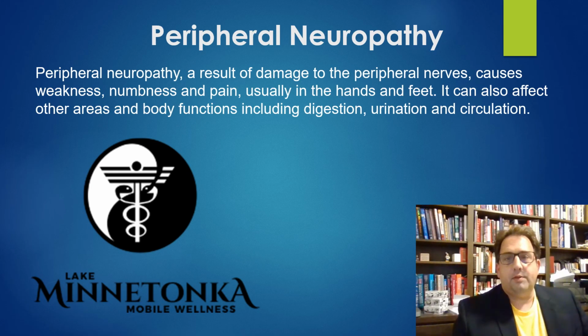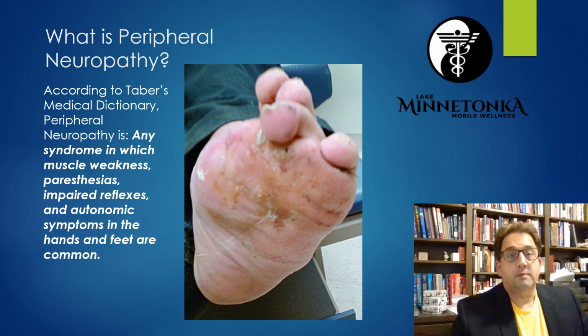Today we're going to talk a little bit about peripheral neuropathy. Peripheral neuropathy basically is the damage to peripheral nerves that typically causes weakness, numbness, pain, and other symptoms in the hands and feet. It can affect other areas of the body, including the digestive, the urinary, the circulatory, and the reproductive systems, but we're going to focus mostly on the hands and feet because that's typically what we see in clinical settings.